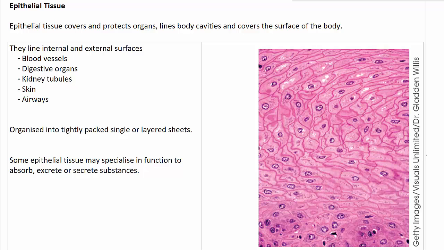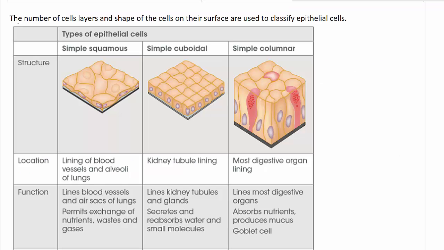As well as providing a barrier and protecting organisms, some epithelial tissue may be specialized to function in absorption, secretion, or excretion. So, for example, the epithelial tissue that lines your respiratory tract secretes mucus that lubricates the surface and keeps it moist. Epithelial cells are categorized based on the number of layers of cells present and their shape. Those are 2 ways in which you can classify epithelial cells.